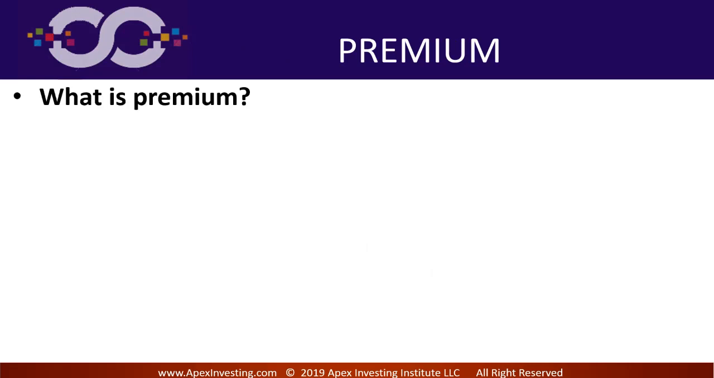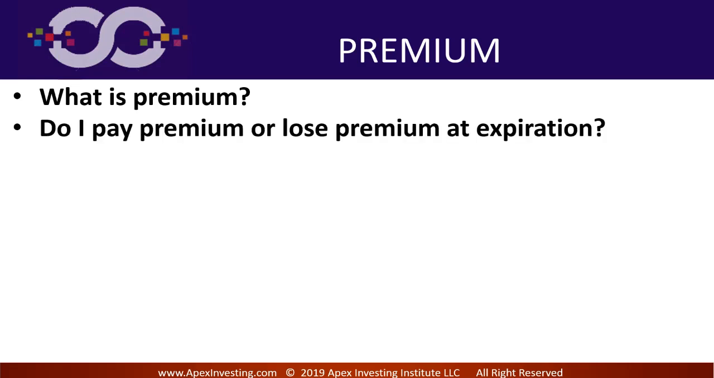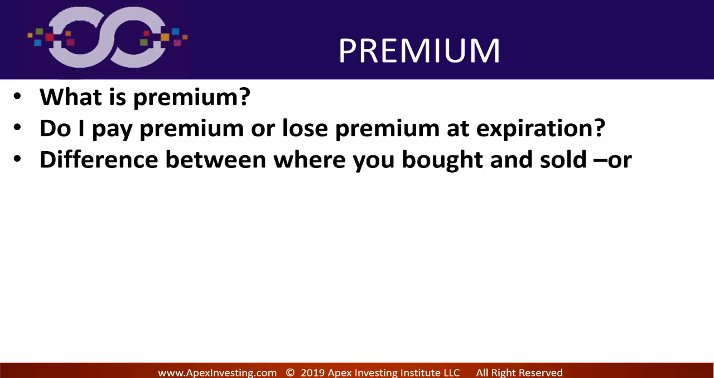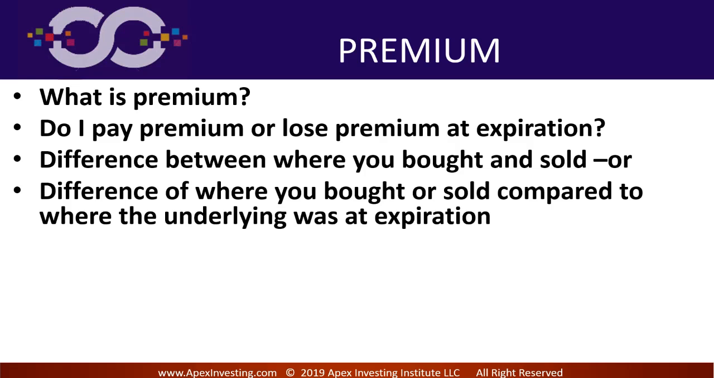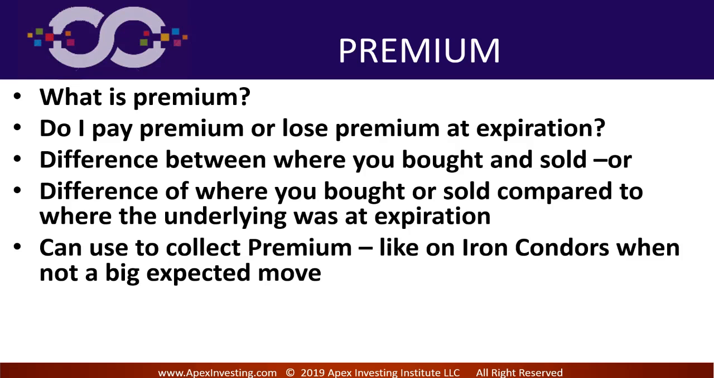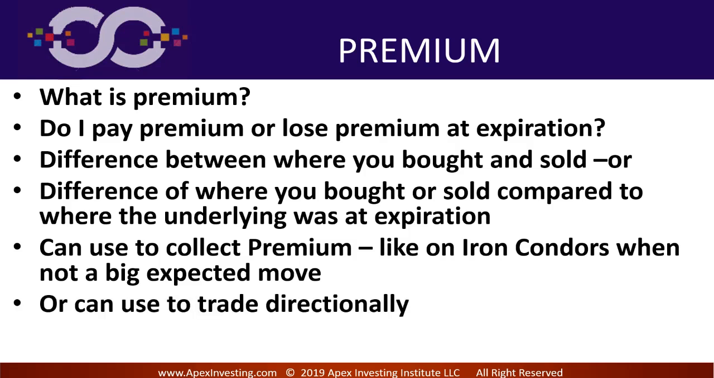So, we're going to talk about what is premium. Okay? And are you paying or losing premium at expiration? We're talking about the difference between where you bought and sold premium. Okay? Or is it something else? And then we're going to talk about where you buy or sell a contract compared to the underlying market at expiration. And we're talking about how you can use premium to collect. You can actually collect premium, like on iron condors. Or maybe there's not a big expected move, or you want to be directional, but you also want to have the price and time in your favor. Or you can just trade it directionally.